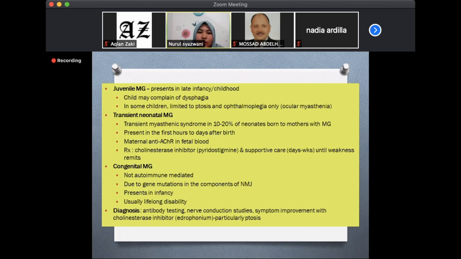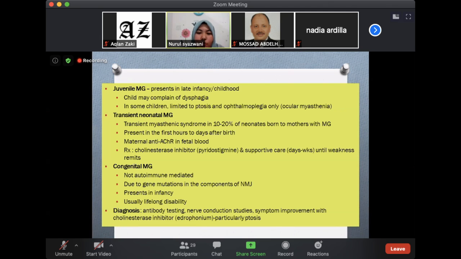For transient neonatal myasthenia gravis, it presents in the first hours to days after birth. For congenital, it is not autoimmune mediated. It is basically due to gene mutation in the components of the neuromuscular junctions. Okay, for the diagnosis, we can do antibody testing, nerve conduction studies, and look for symptom improvement with a cholinesterase inhibitor, for example edrophonium. Particularly, it will improve the ptosis.